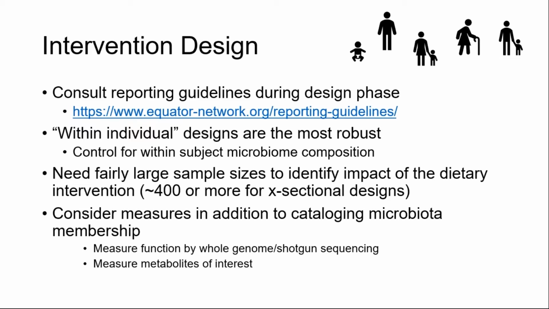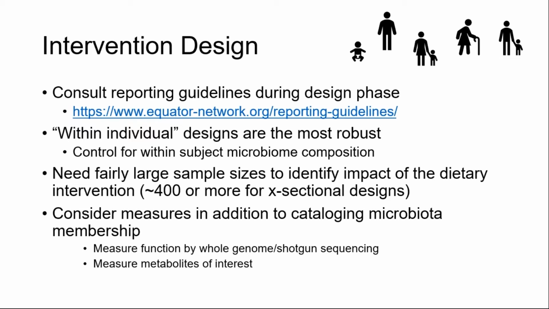You also need a fairly large sample size to identify the impact of the dietary intervention. In a 2020 paper, also by Dr. Abigail Johnson, suggested that a sample size of around 400 individuals might be necessary for those cross-sectional designs where you're not using the person as their own control, but rather you are assigning individuals into either treatment or control.